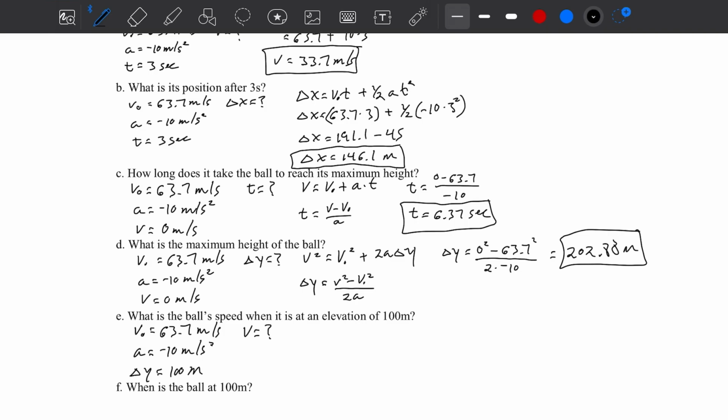We have v squared is equal to v naught squared plus 2a delta y. We're solving for v, so I'll just leave this one alone. There's no reason to get nasty and square root the right. Just to demonstrate the rearrangement, I'm just going to go ahead and put it in the way I have it: 63.7 squared plus 2 times negative 10 times 100. Don't forget, when you solve for that right side, it's still equal to v squared and not equal to v. Once we solve that right side, we will need to square root.